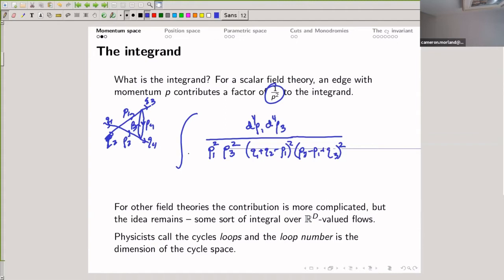And then what are you integrating over? Well, you're integrating over all the momentum variables. So it's some sort of integral over R to the d valued flows, where d is the dimension of space-time, which, as you'll notice for the example here, has been 4. So that's kind of nice. And I wanted to note, in case you're ever reading the physics papers on Feynman integration, that the physicists call the cycles loops, and the loop number is the dimension of the cycle space. And you see that that was important here because it indexed what we're integrating over.